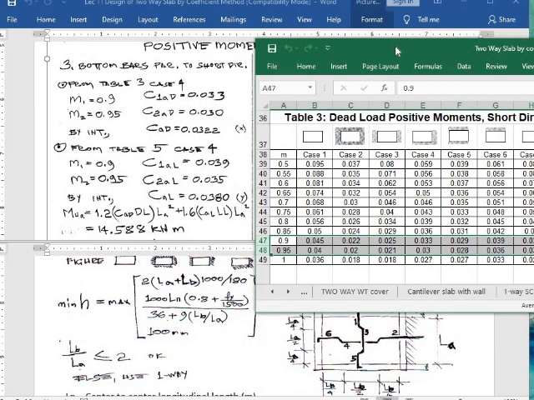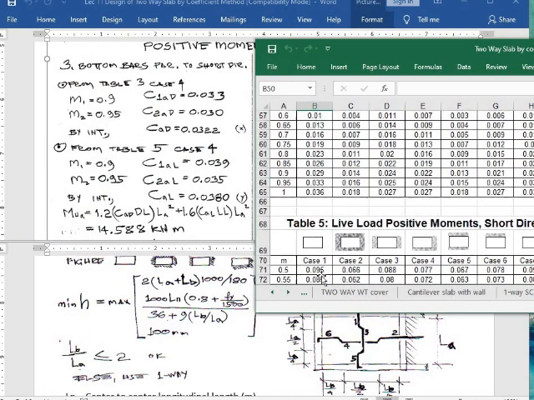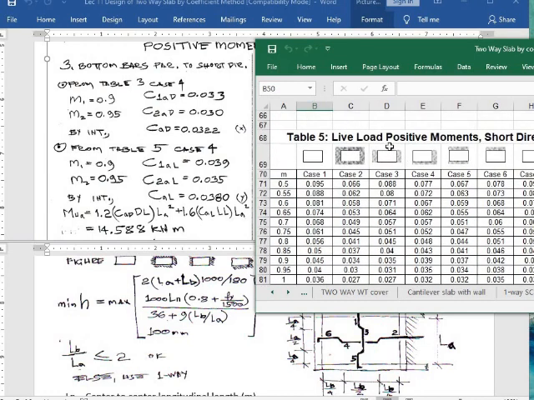And then, punta tayo ngayon sa table 5 naman. Yan ay para sa live load. Okay? So, again, you have 0.9 and 0.95 at case 4. You have 0.039 and 0.035. So, by interpolation, your coefficient is 0.038. You store that to letter Y of your calculator.